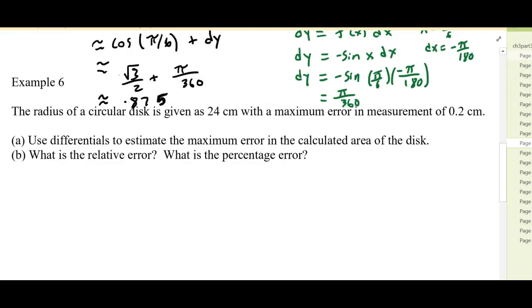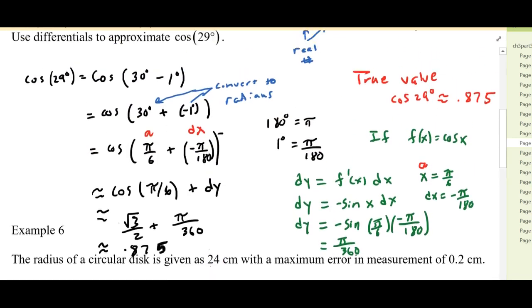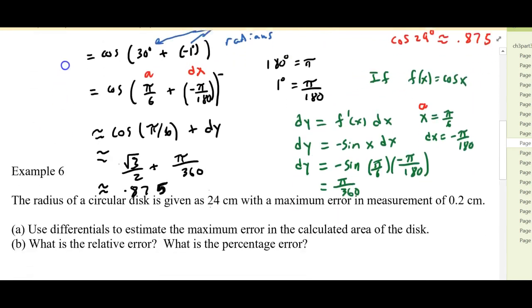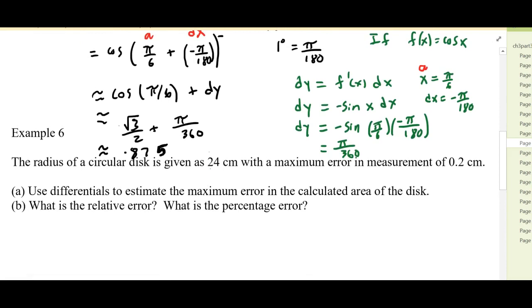So the radius of a circular disc is given as 24 centimeters with a maximum error in measurement of 0.2 centimeters. What do you think those two numbers represent for us? What is the 24? That is the a value, right? Because that's what we were told the measure was, right? And we were off by how much, possibly? 0.2. So this is a, and this must be dx. That's how much we're off by in that measure.